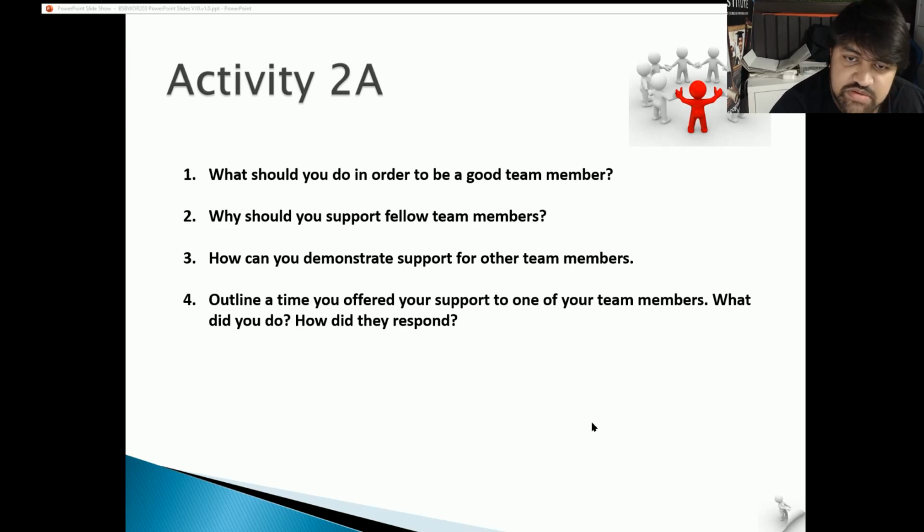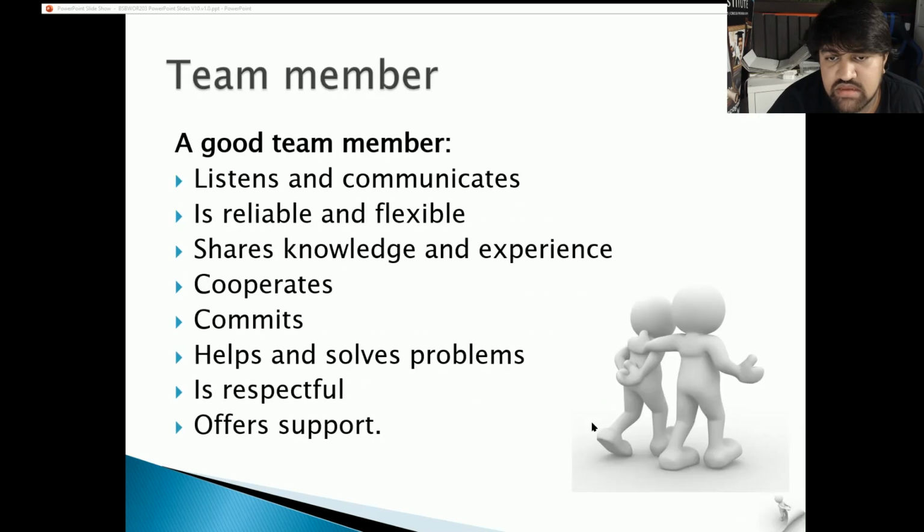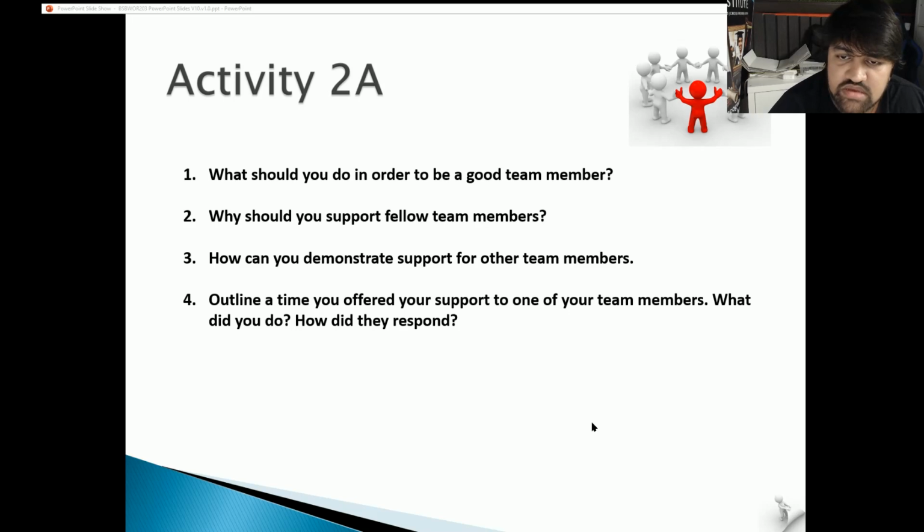Alright, so activity 2A, what should you do in order to be a good team member? So in order to be a good team member, you need to be able to listen, communicate, be flexible and reliable, share your knowledge and experience, be cooperative, and commit to tasks, help and solve problems, and be respectful and offer support. Why should you support fellow team members?